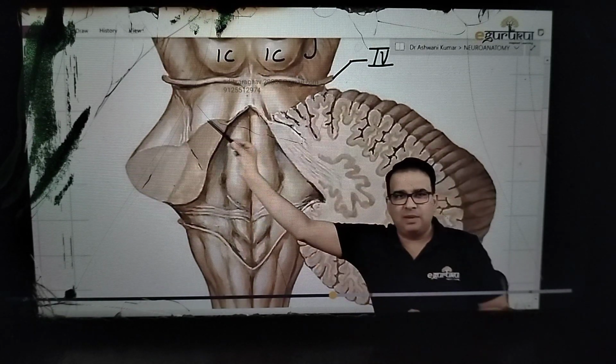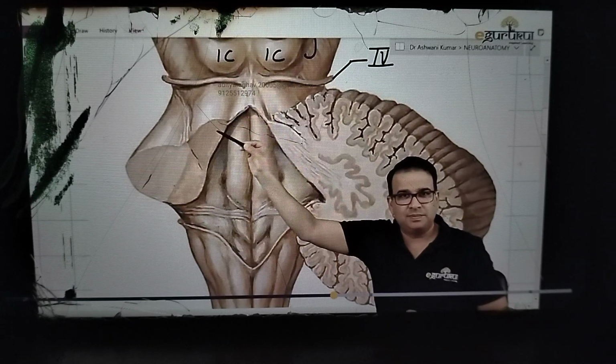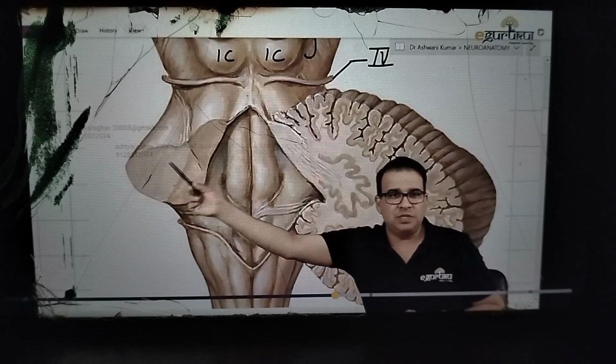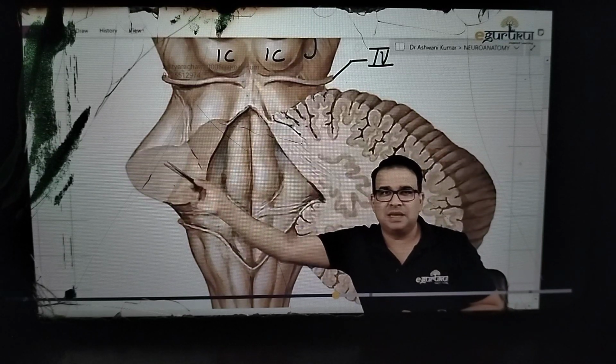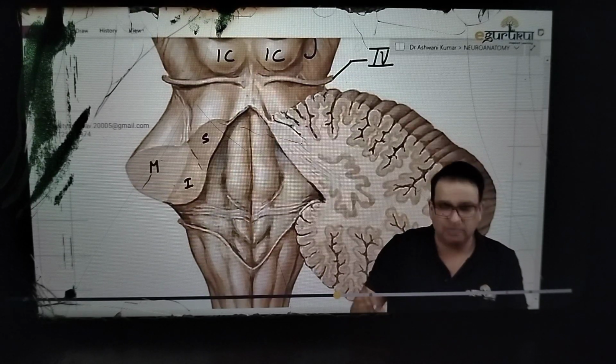If you look carefully at that white matter bundle where I'm pointing right now, this white matter bundle is coming from above, that is from the midbrain. So this has to be the superior cerebellar peduncle. The one coming from below here, they've shown in a different shade also. That is the inferior cerebellar peduncle. And the one which is more outside, shown in a lighter shade, is the middle cerebellar peduncle. This is the superior cerebellar peduncle, this is inferior, and this one is the middle cerebellar peduncle.